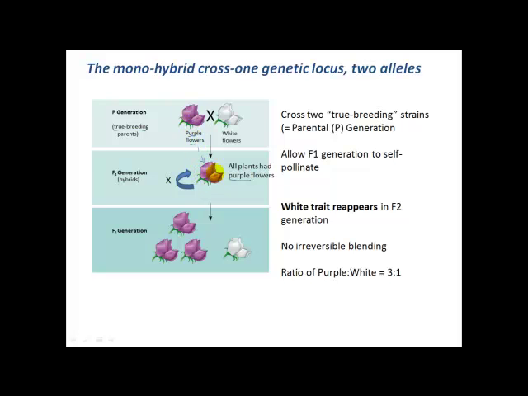So it didn't seem like there was any sort of blending between the two parent strains at all. In fact, what he observed was offspring in the F1 generation that looked identical to one parent but not the other. So that didn't seem to support blending inheritance at all.